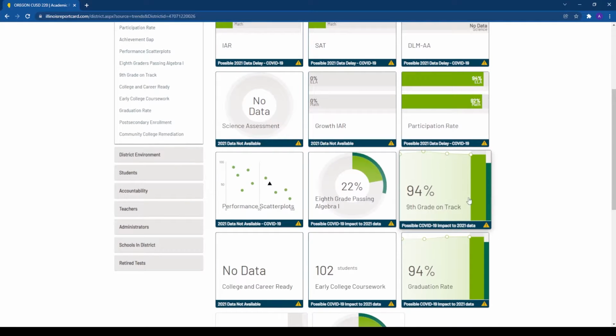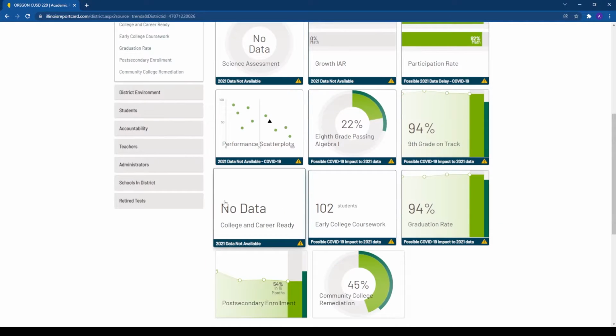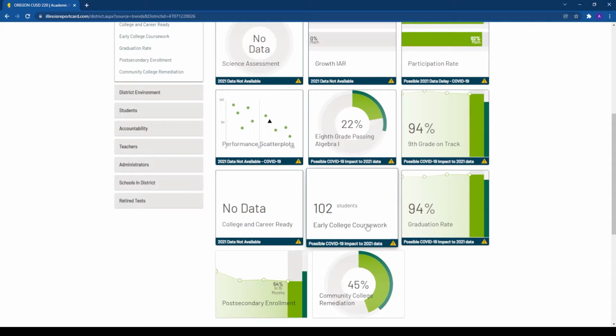This is the percentage of students that are on track to graduate at the end of the 9th grade year. This is a metric that's supposed to show the percentage of students that are college and career ready, but due to COVID again, the numbers are not there. This is the early college coursework. This shows the total number of students taking early college coursework in grades 9, 10, 11, and 12, and the type of coursework. Once you dig into this, you can see the type of coursework they're taking as well.